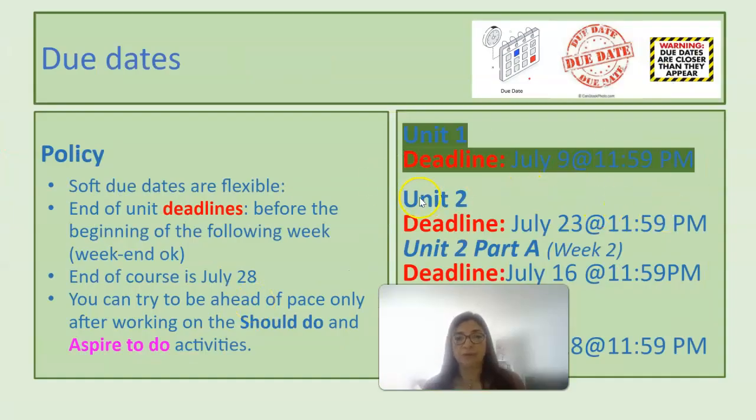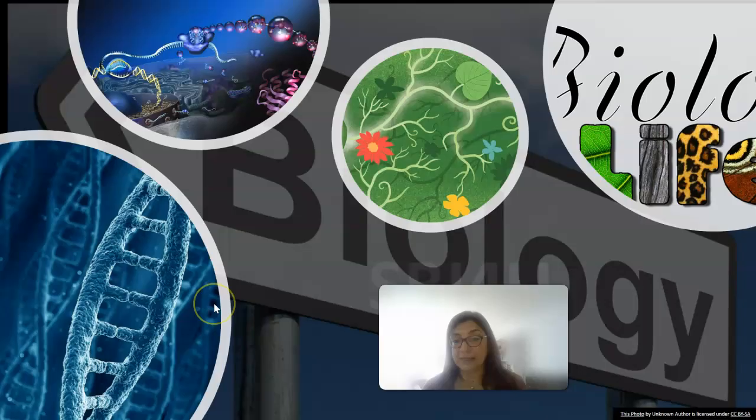Remember that the deadline for Unit 1 has already passed, so we are now with the deadline for Unit 2. There is a hard deadline on July the 23rd, a soft deadline for Part A on July the 16th. And make sure that you do your must do and should do before moving on. As for the aspire to do, some of them should be done, some others depends on your needs. If you need them for university, do it. And the tracking sheet for the group will be ready today.